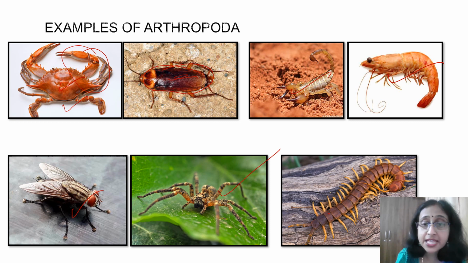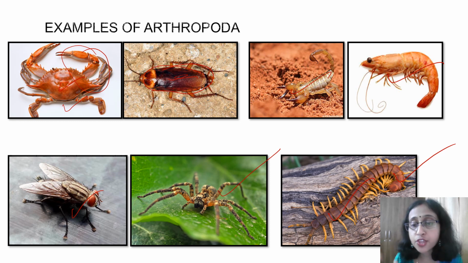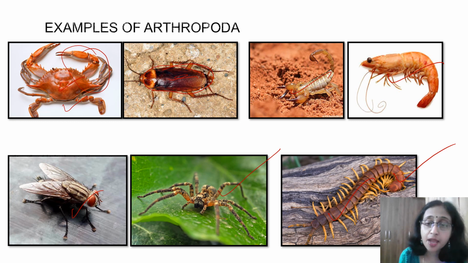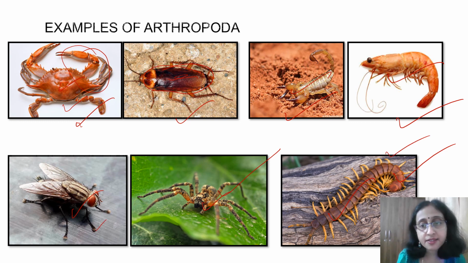They have a well segmented body. You can see that all have segments in their body, and jointed appendages. These are the main characteristics, and these are very important, common examples under phylum Arthropoda: crab, cockroach, scorpion, prawn, then housefly, spider and centipede. So next we are moving to the next phylum, phylum Mollusca.